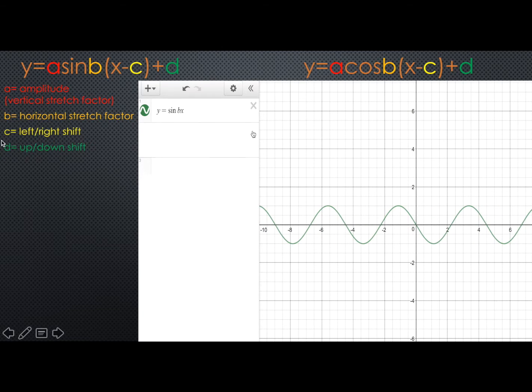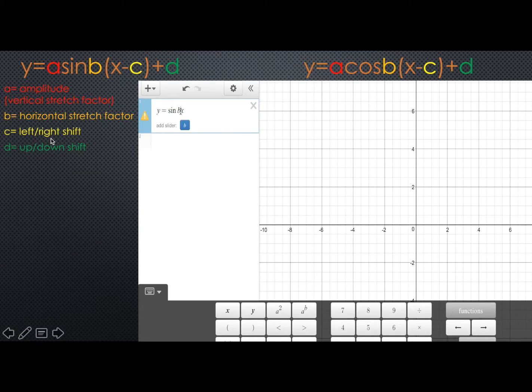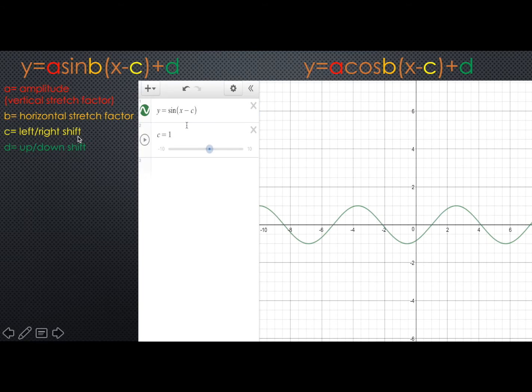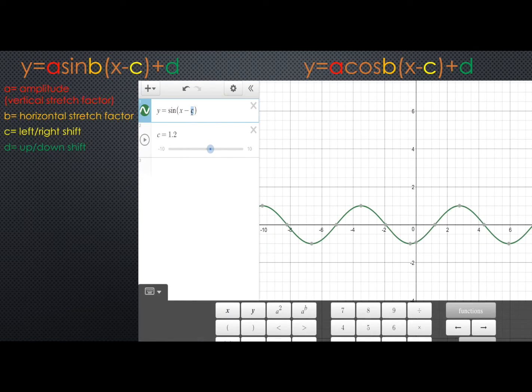Let's move on to our c value, or our left or right shift. When c is positive, the whole entire graph moves to the right. When c is negative, the whole entire graph moves to the left. Now when I say c is positive, I just mean this part right here. Even though it says minus 1.2, that doesn't mean you move to the left, you move to the right.